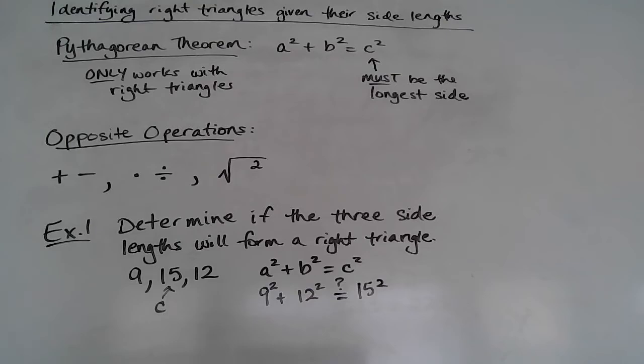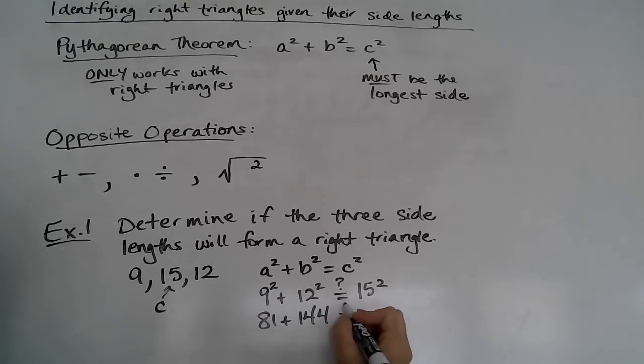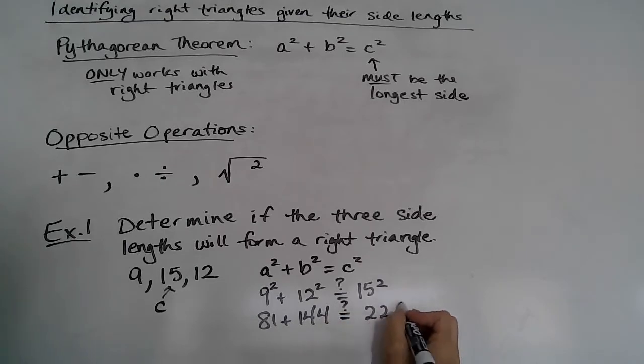So what we have now is 9 squared plus 12 squared on one side, 15 squared on the other, and we're wondering, does this end up becoming a true statement? 9 squared is 81, 12 squared is 144, and 15 squared is 225. So now we just need to find out, does 81 plus 144 equal 225? And the answer is yes, it does. We get a true statement here.